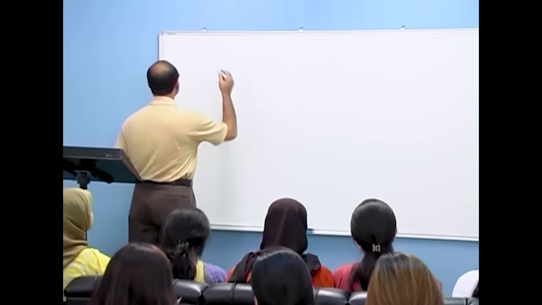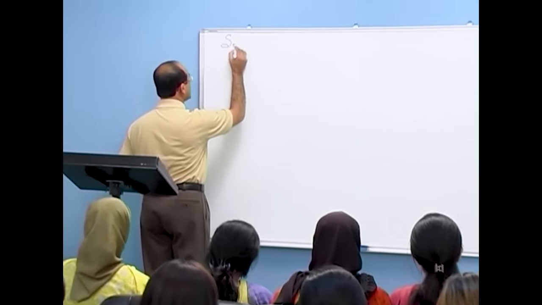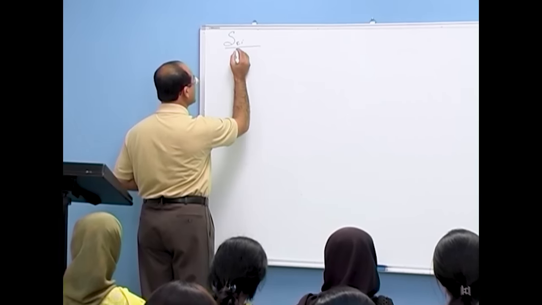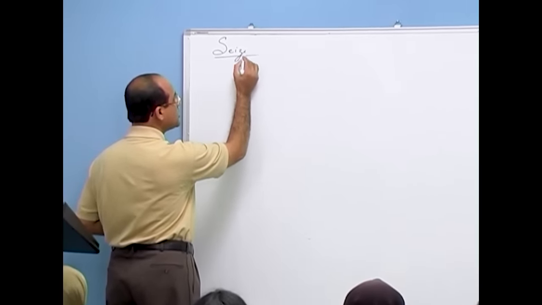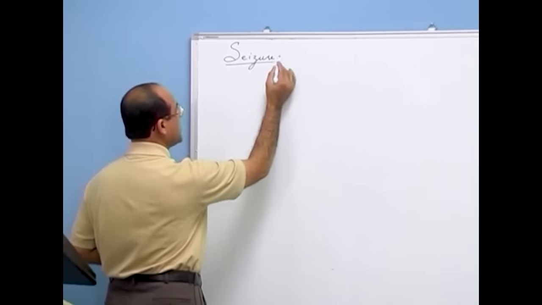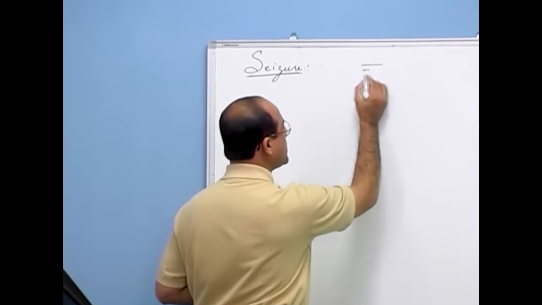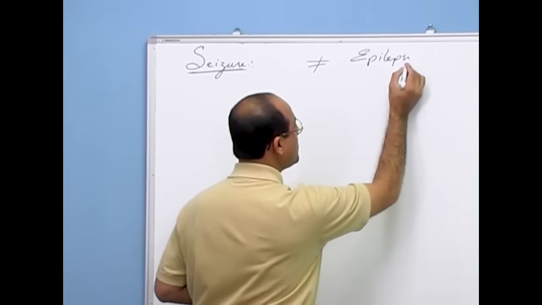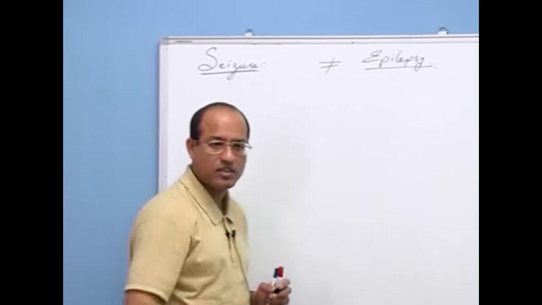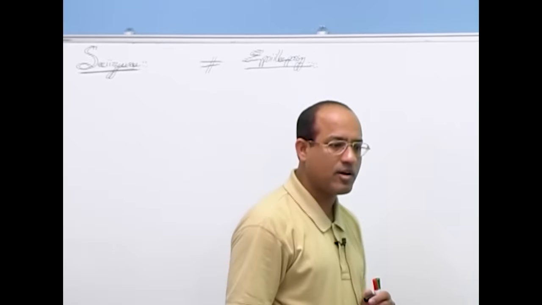So first of all, we'll define what is seizure. What are the spellings of seizure? S-E-I-Z-U-R-E. Okay. So this is seizure. And we have to see what are the similarities or differences with epilepsy. Every seizure is not epilepsy. The first thing which you have to remember is every seizure is not epilepsy.